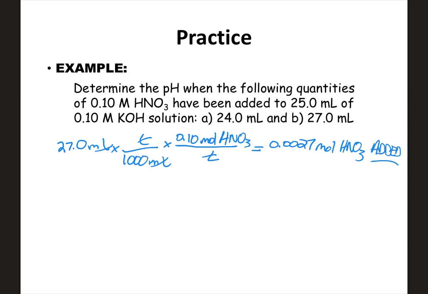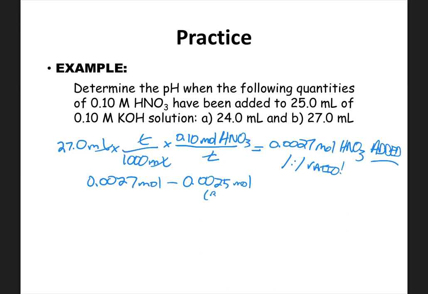There is no need to calculate the amount of base that we started with. It's the same as we already calculated in part A, so there's no reason to do that again. Again, still a 1-to-1 ratio here. So because of that, we know that in this case, we now added more acid than there was base present. So we added 0.0027 moles of acid. There was only 0.0025 moles of base.